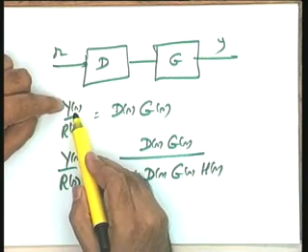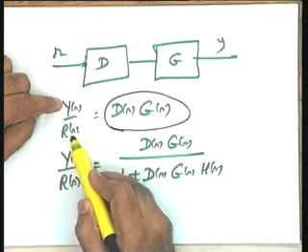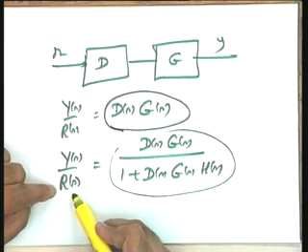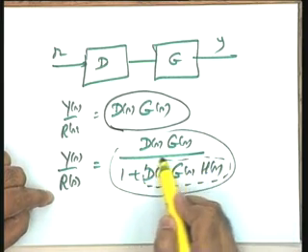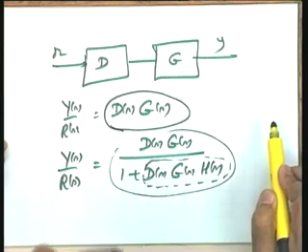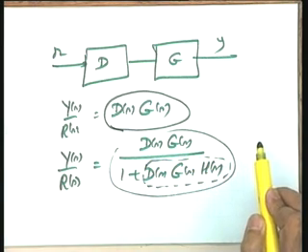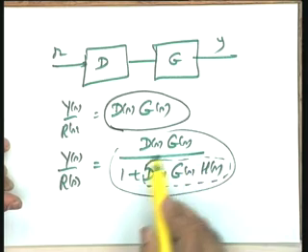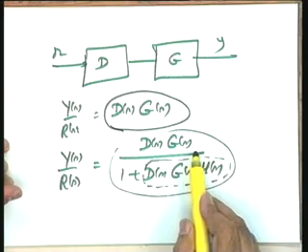The output in this particular case is equal to this particular function multiplied by input, while the output in this case is this much of function multiplied by input. The higher the loop gain, the better the system sensitivity, that is, the lesser the effect of parameter changes on the system. But in addition, you will note that there is a larger price paid in terms of loss of gain.